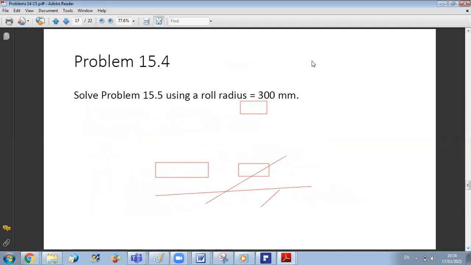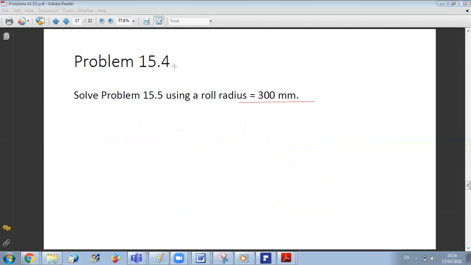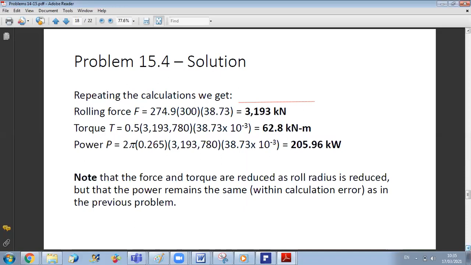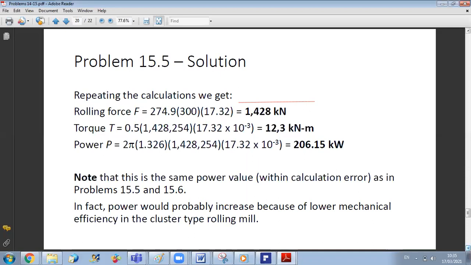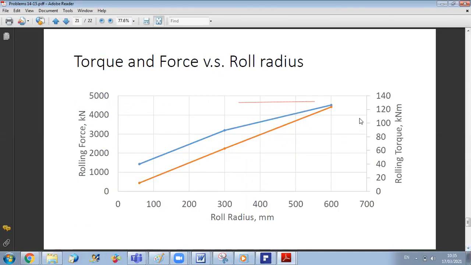Now, we will repeat the same procedure, but for different radius. Of course, we will not repeat the equations. We already know all equations. We will just see together what will happen if we change the radius while fixing the linear velocity of the roll, VR. So all other values are fixed. I just vary the roll radius, and I want to see what will be its effect on the rolling force, the torque, and the power. Let us see together the analysis, what will happen when we increase the radius and we fix the value of VR.